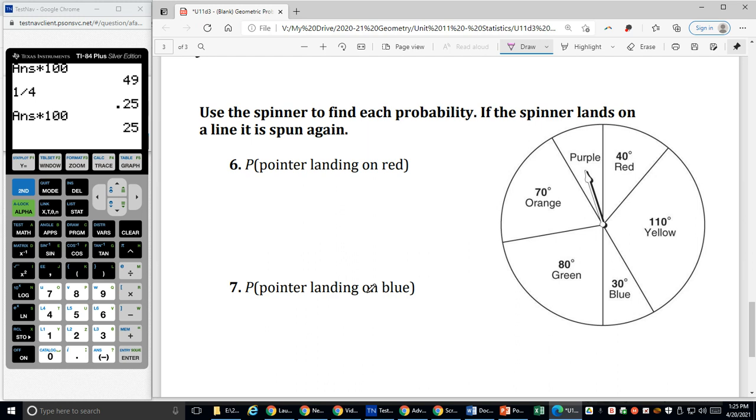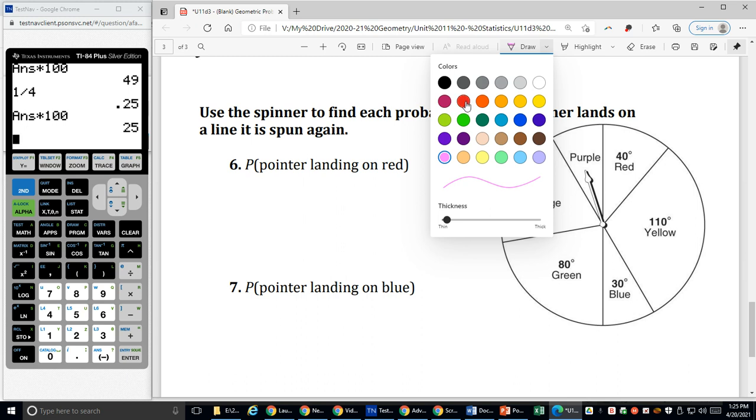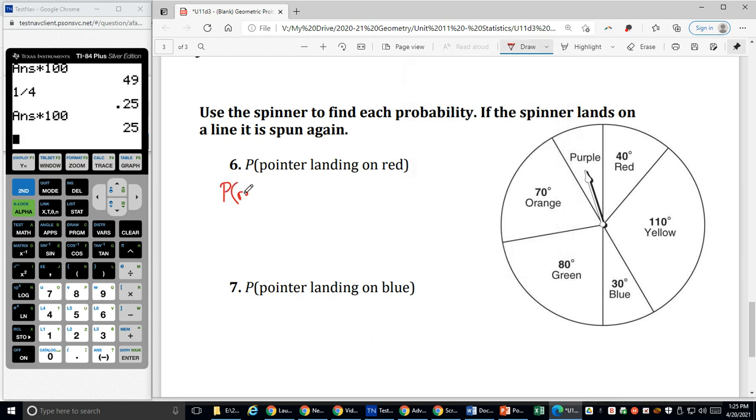Okay, let's look at number 6, 7, and 8. Number 6, use the spinner to find each probability. If the spinner lands on a line, it is spun again. So it's definitely not going to land on a line. It's going to land in an actual spot. So my first question is, what is the probability that we will land on red? If I look at red, I can see there's a 40 and then a degree symbol. So there's 40 degrees. This is really important to note that it is degrees, because you need to think about if there's 40 degrees in this wedge, 40 degrees out of how many total around the circle. There's 360.